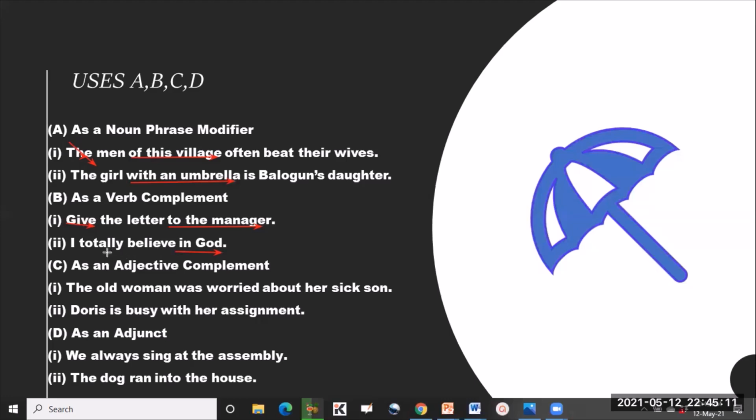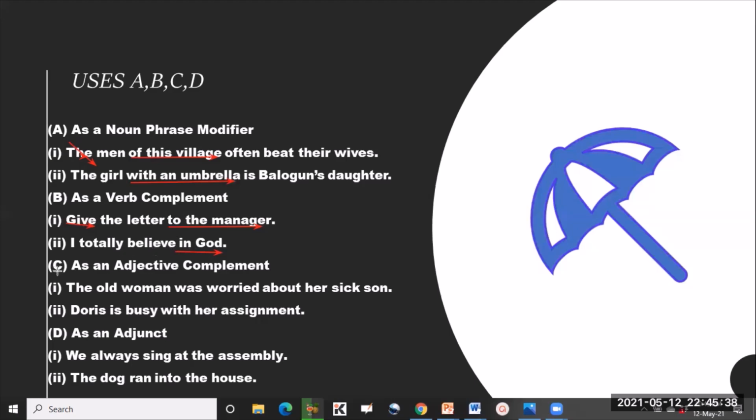If we simply say, I totally believe, somebody will want to know, believe in what? All right? The meaning is still begging for a complement. So, in God is a prepositional phrase and it is functioning as a verb complement. It completes the meaning of believe in this sentence.